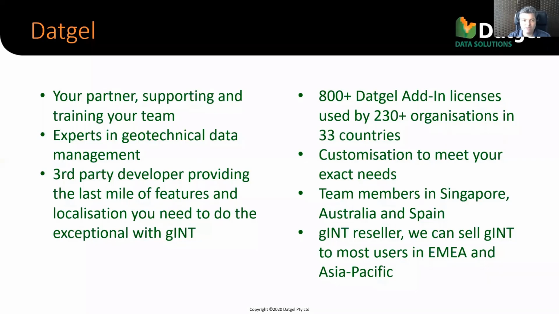So basically when you buy gINT, you get a blank spreadsheet, sort of, as an analogy, and you need to then create what you need. You need to develop and design that. The Datgel add-ins mean that you don't have to develop or design anything like as much because you can use our software out of the box. And it does what you need that you'd otherwise have to create in gINT. So we have in excess of 800 licenses of Datgel software out there in 230 countries or more. 231 now, actually. We just sold something in a new country.